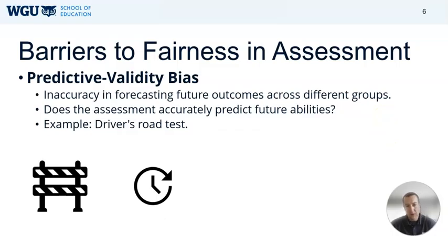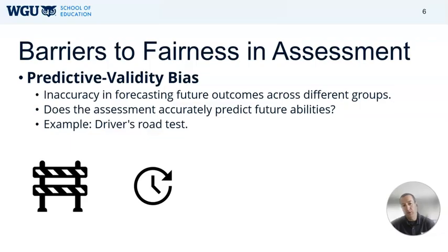And then we have predictive validity bias, and this is all about trying to make a prediction into the future. When we give an assessment, we want to make sure that that assessment is an accurate indicator of future behavior. Is this going to be a good forecast of what we can likely expect moving forward? If a learner performs well on this particular assessment, we want that to mean that they're going to perform well as they move forward into the next phase or into the real world or wherever it might be.